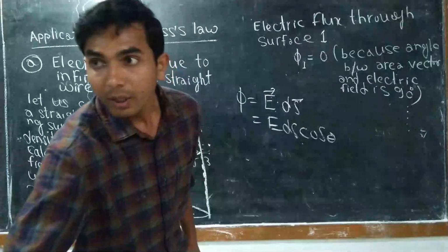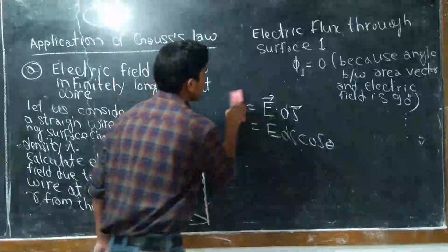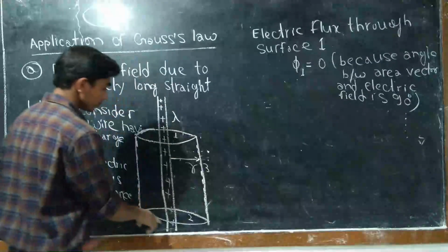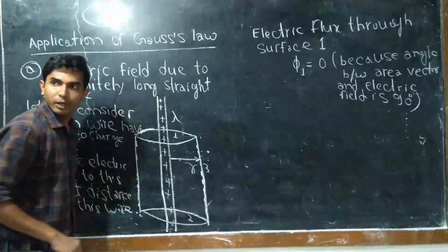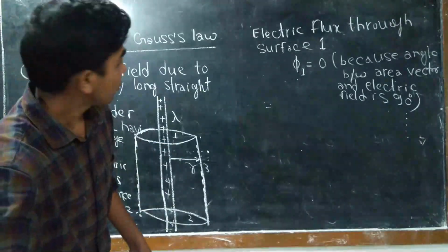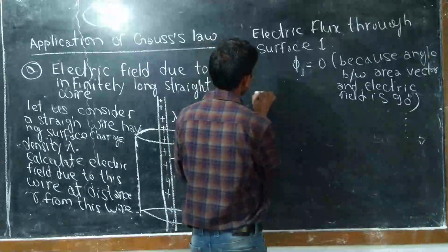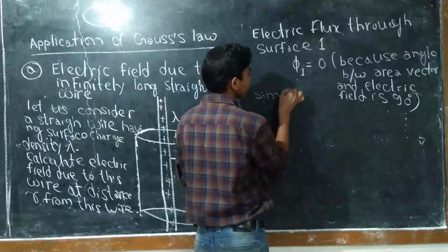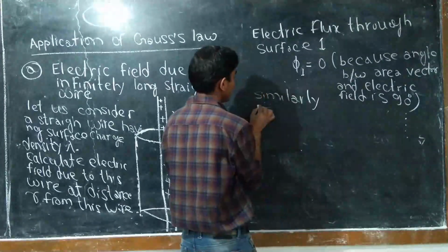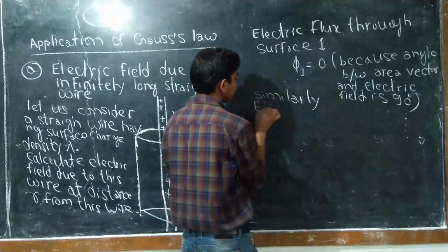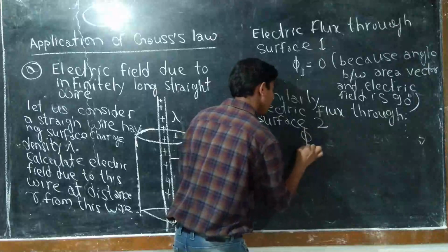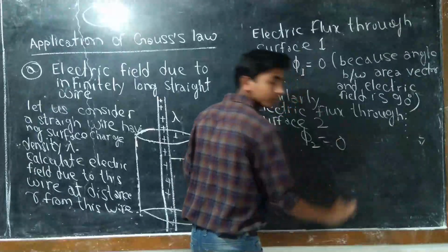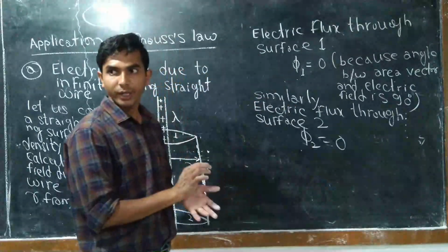Similarly we are able to write electric flux through surface 2, and this surface 2 is similar, right? So electric flux through surface 2 is phi 2, and phi 2 is equal to 0.